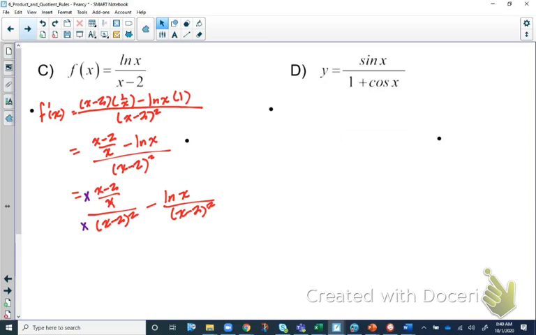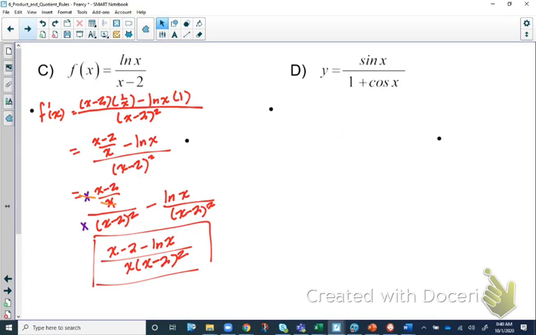And what we're going to see, this x and this x are going to simplify to be 1. And I'm going to be left with, overall in the numerator, x minus 2 minus the natural log of x. And in the denominator, we can put them all back together as a common denominator, which would be x times x minus 2 squared. And that is going to be my derivative for function f in example C.